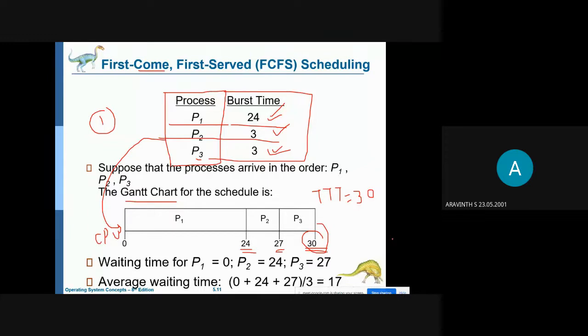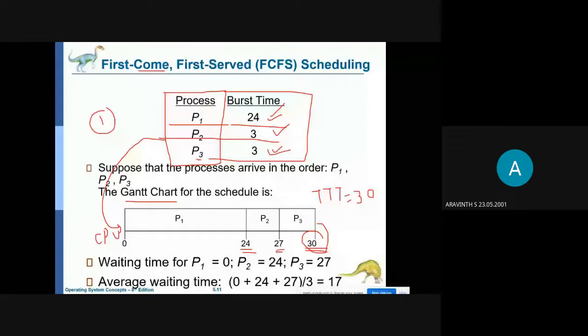First, you need to calculate the waiting time for each process, then the average waiting time. Waiting time is how many seconds a process waited for execution. P1 came first and executed immediately, so P1's waiting time is 0. P2's waiting time is 24 because it got the CPU at 24 seconds. P3's waiting time is 27. It waited until 27 to execute on the CPU.